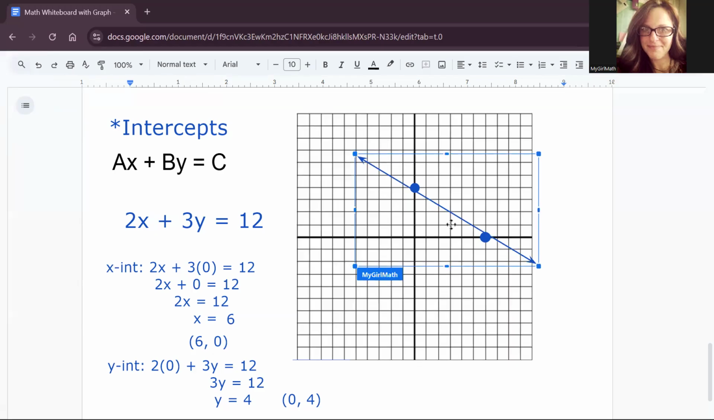And that concludes our session on all 3 forms of linear equations.